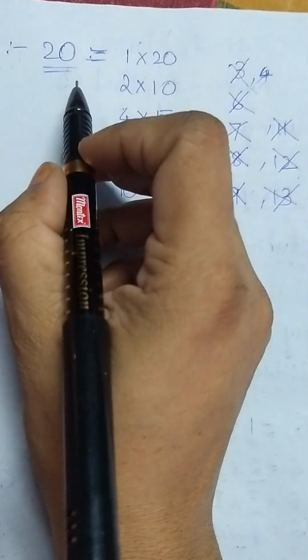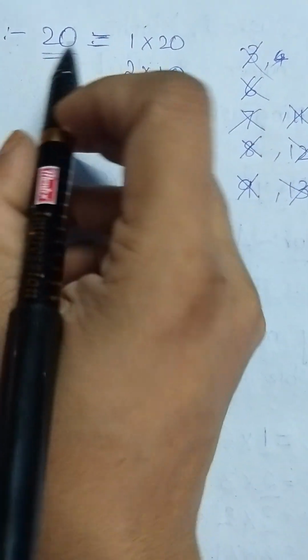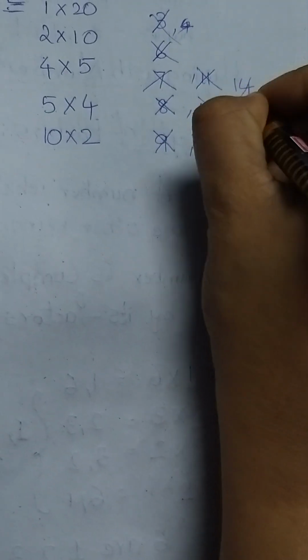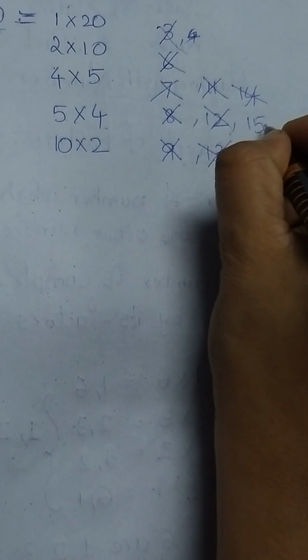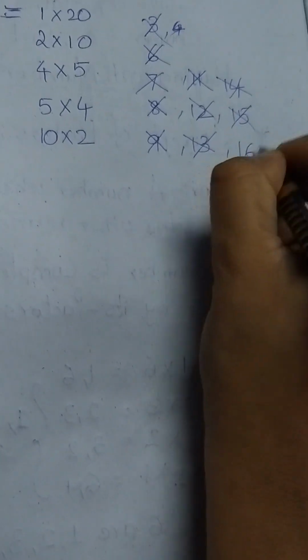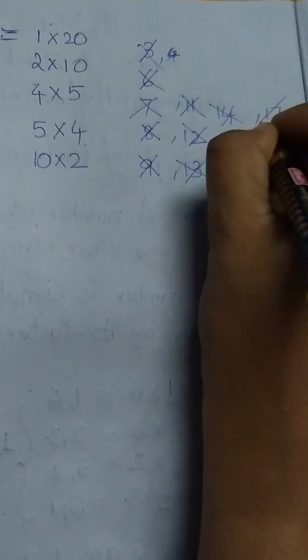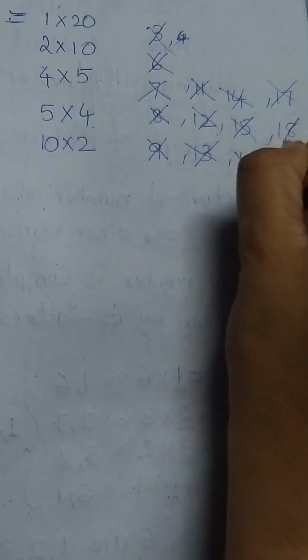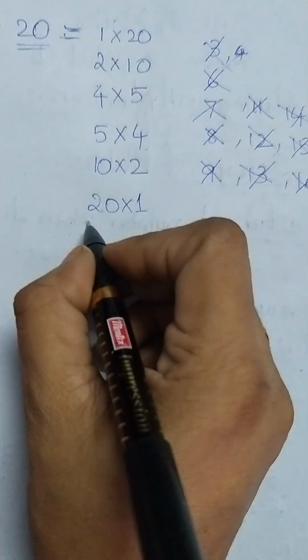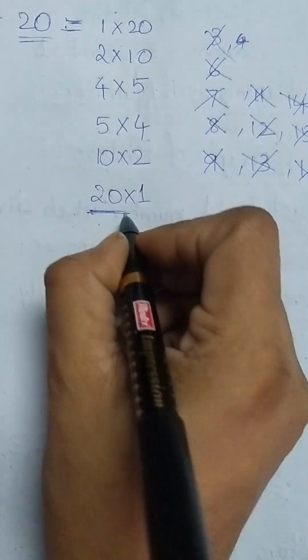You have to go through the numbers 1 to 20 and check the factors. 14 also not dividing. 15 also not dividing, 16 not dividing, 17 also not dividing, 18 also not dividing, 19 also not dividing. 20 itself is a factor. Finally, 20 is a factor of itself.